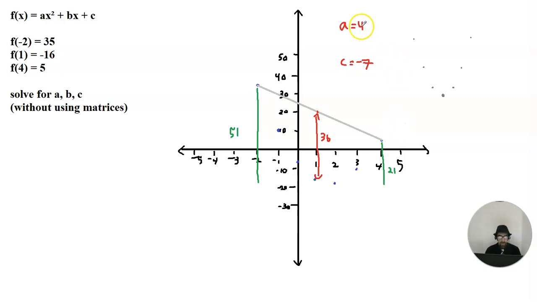Okay, so you've got A and you've got C. One thing you could do, you could just plug in your A equals 4 and your C equals -7, plug that into any of these three. Right? Let's say we picked f of 1, right? We'd say 4 times 1 is 4.